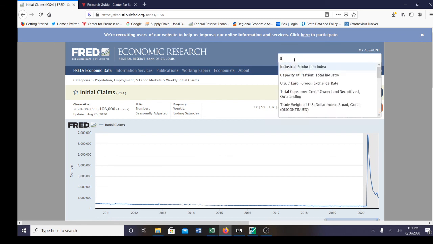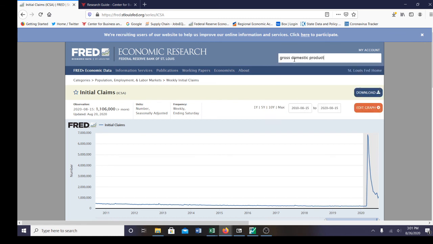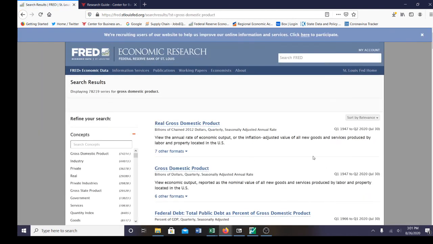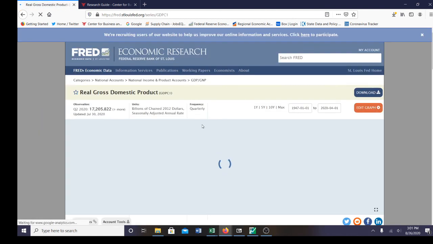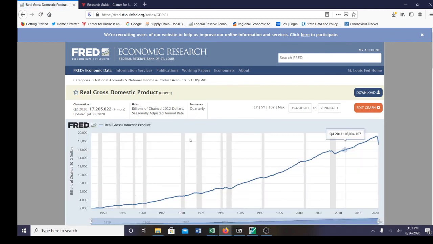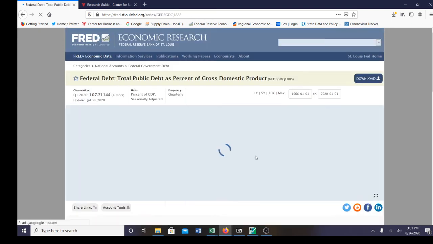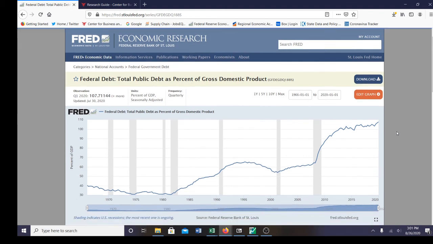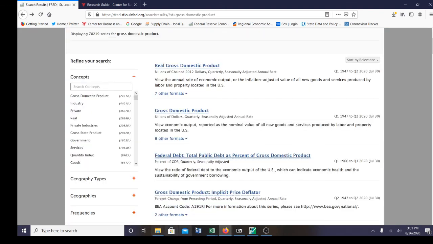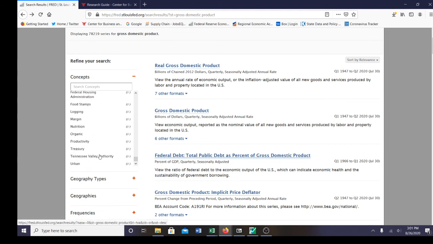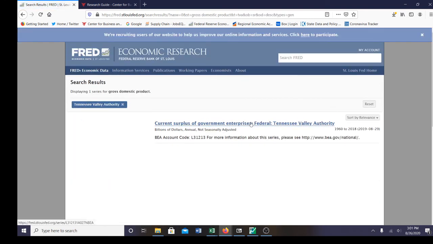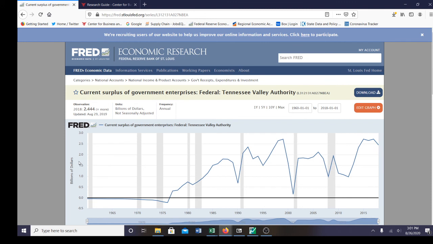We'll look at gross domestic product. Right, and this gives us GDP from 1947 in the U.S. quarterly to now. There are total public debt relative to GDP. So there's millions of transformations. And you can see over here, just in the GDP tag, there are 74,000 different ones, all the way down to GDP just for the Tennessee Valley Authority area. That's the surplus there. It's a measurement, right?